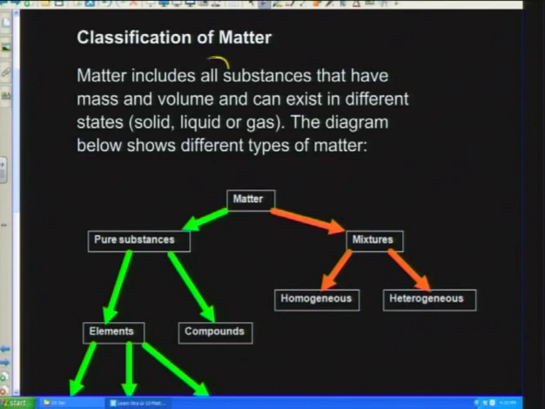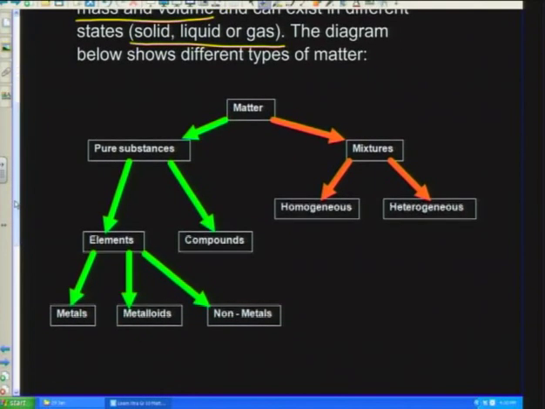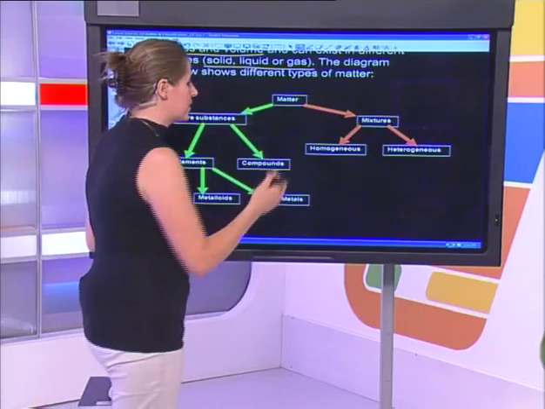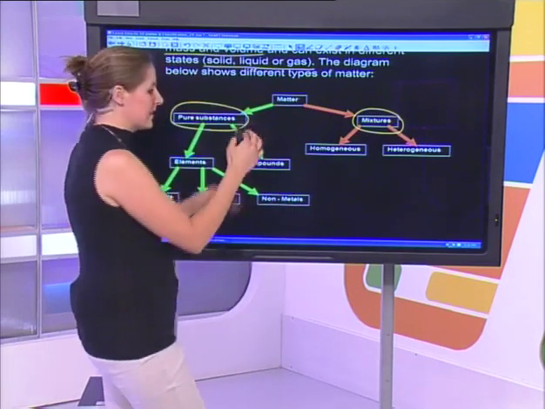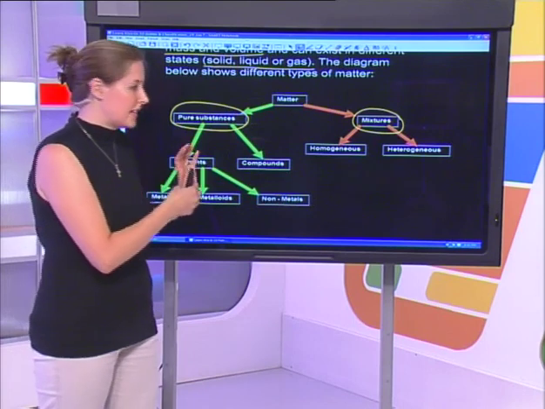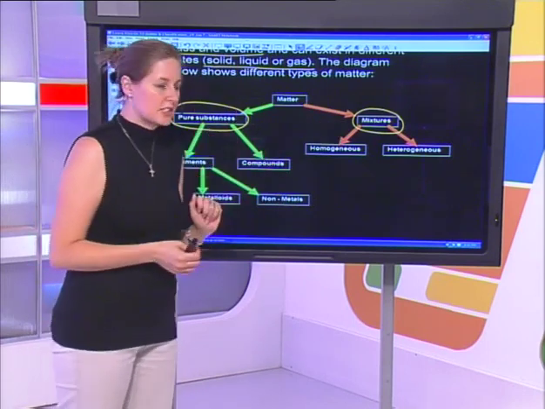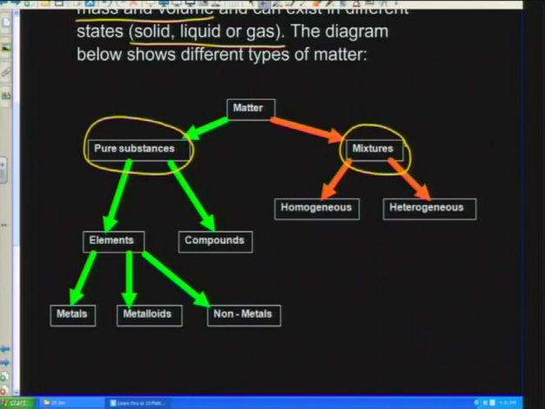Matter includes all substances, so everything that has mass and volume, everything around us, and can exist in different states. So things that exist as solids, liquids, or gases. The diagram below shows different types of matter. So matter can be separated or classified or organized into those things that are mixtures and those things that are pure substances. Now, we'll come to the pure substances probably in a while, but let's talk a little bit about mixtures for the moment. By mixtures, I'm meaning things that have been mixed together, okay?